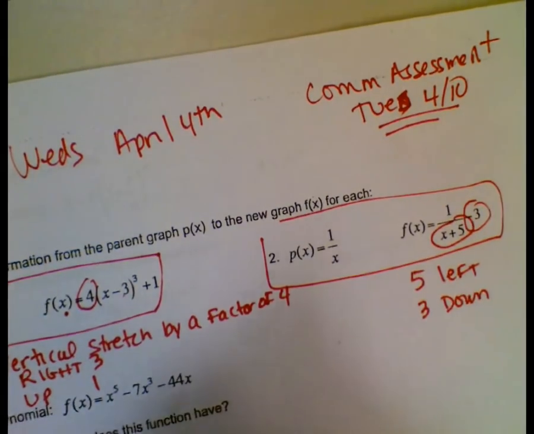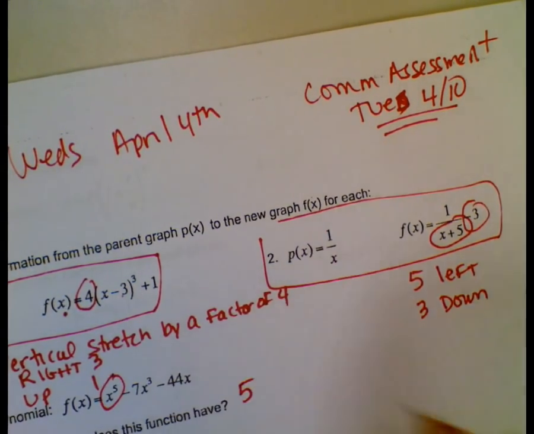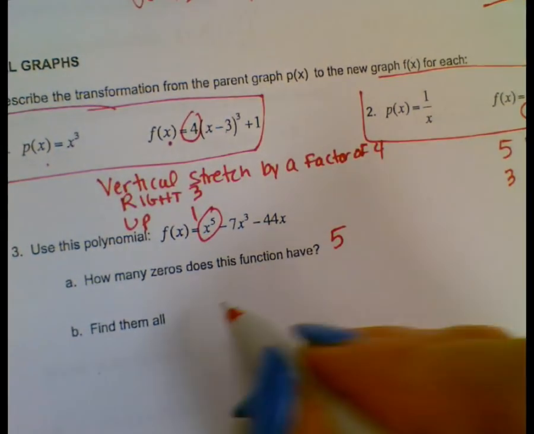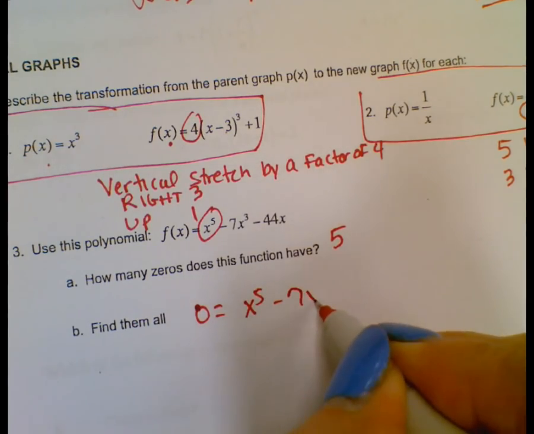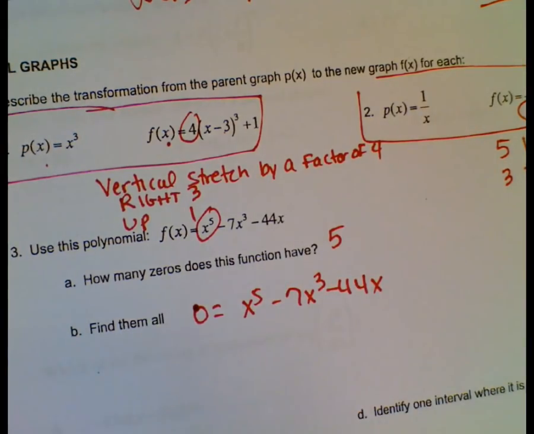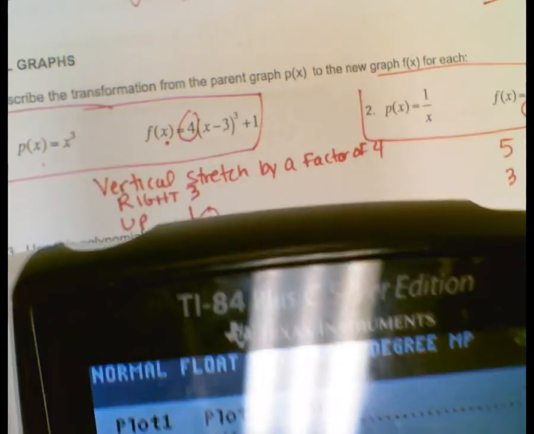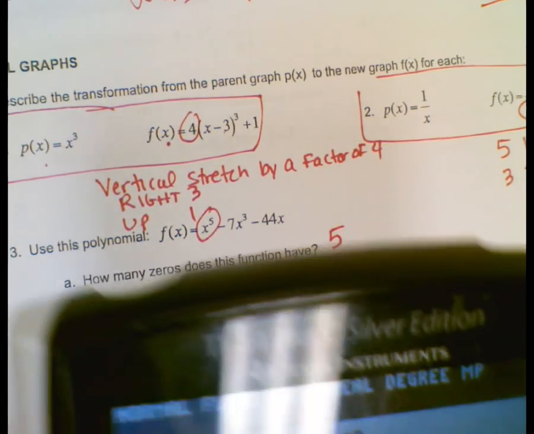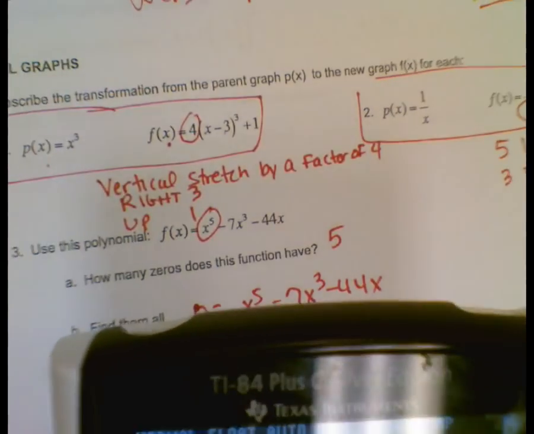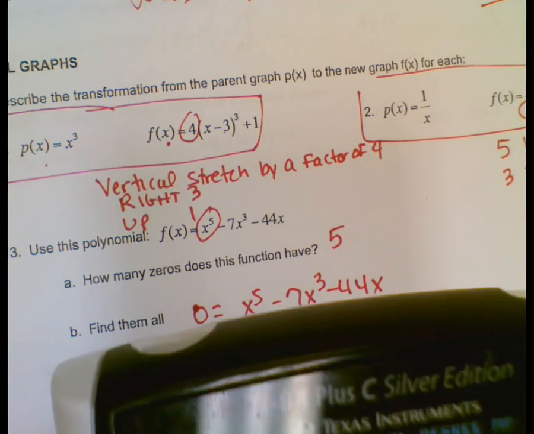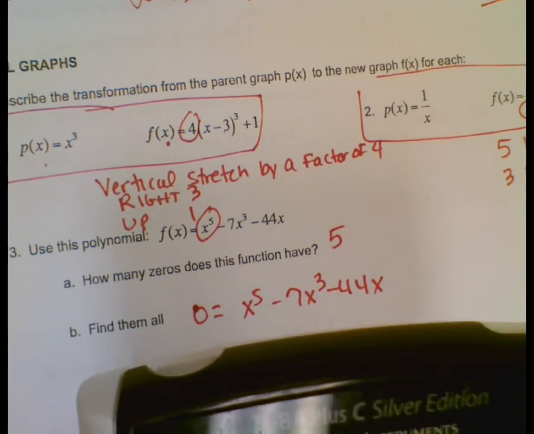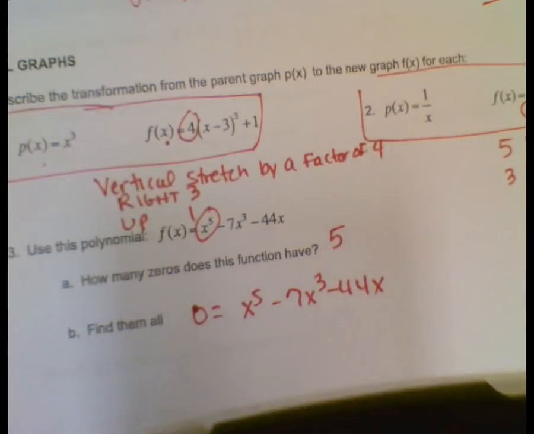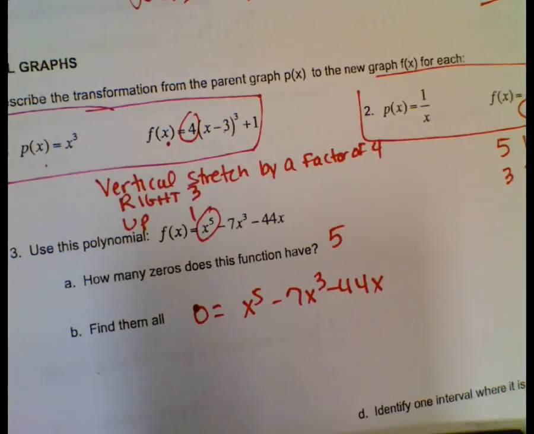Use this polynomial. How many zeros does this function have? It has 5 because it's a 5th degree polynomial. Find them all. We're going to find them by setting this equal to 0. And we're going to factor this. But before we do that, we have x to the 5th minus 7x to the 3rd minus 44x. Let me enter this in the calculator: x to the 5th minus 7x to the 3rd minus 44x. Press zoom 6.